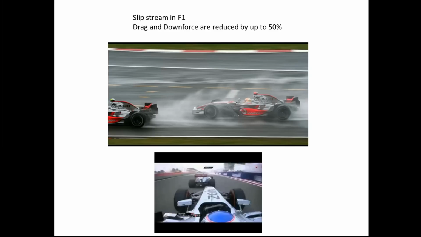So it's pretty obvious on this picture how the drivers are using it. You can see on the bottom picture, this is a car following another car from very close. Sometimes it's pretty close actually, and they have to be careful to not hit the car in front when they offset themselves. It's quite good for the show, I guess, and the spectacle of Formula One.